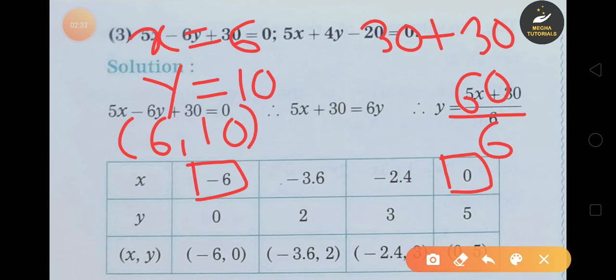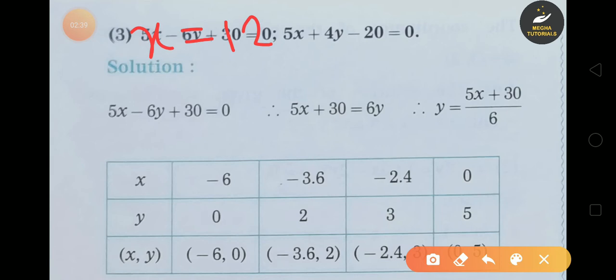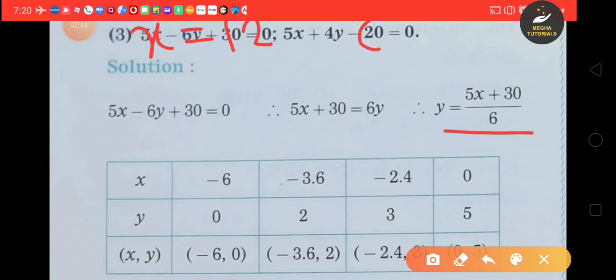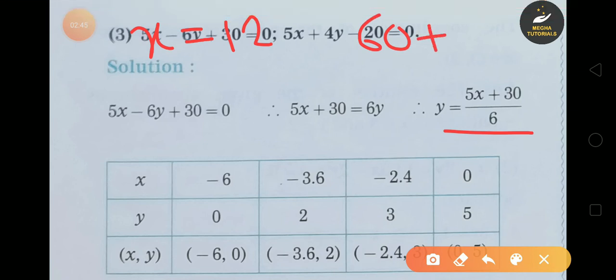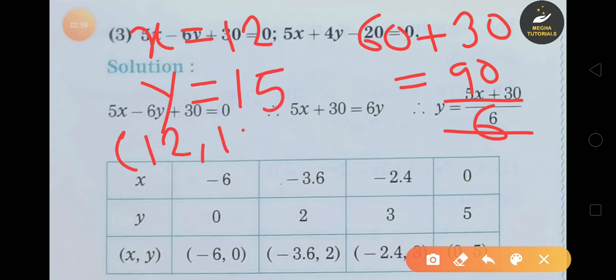Okay. अभी मैंने third case में x 6 पकड़ा था. So for fourth case I will assume x is equal to 12. Okay. So again come to the equation. 5 12s are 60 and 60 plus 30 is 90. So 90 upon 6. So 15 6s are 90. So I am getting y is equal to 15. So my ordered pair is 12, 15.